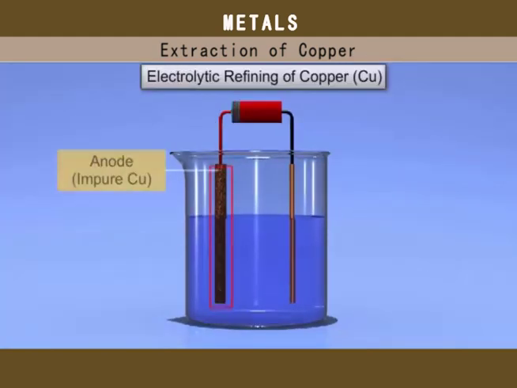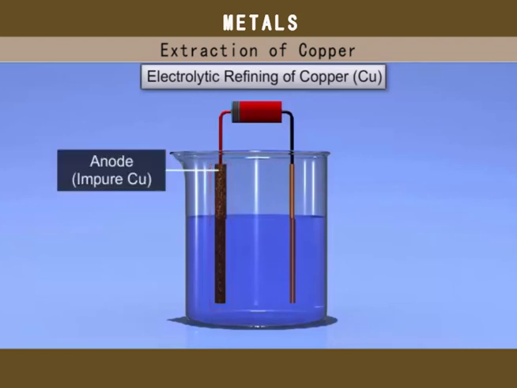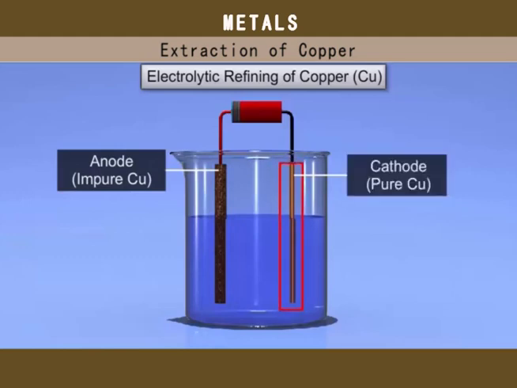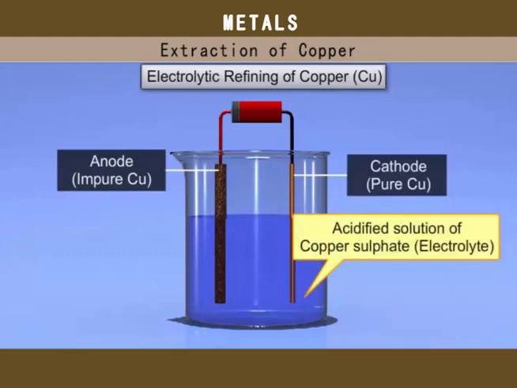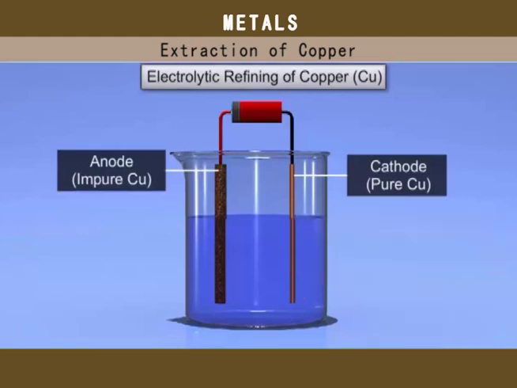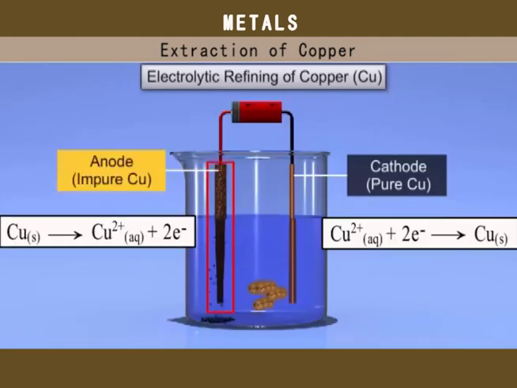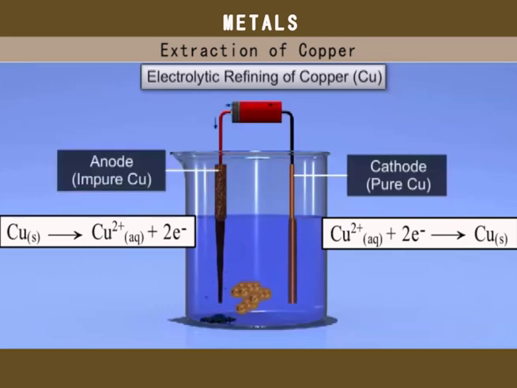Here, the impure copper is made the anode, while a thin strip of pure copper is made the cathode. An acidified solution of copper(II) sulfate is taken as the electrolyte. When current flows, copper atoms from the impure copper anode lose electrons to become copper ions and enter the electrolyte. They move towards the cathode, where they are reduced and deposited as pure copper metal.